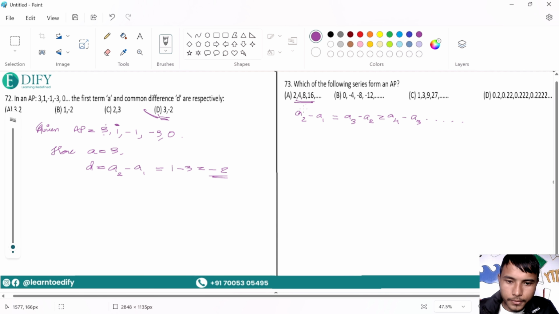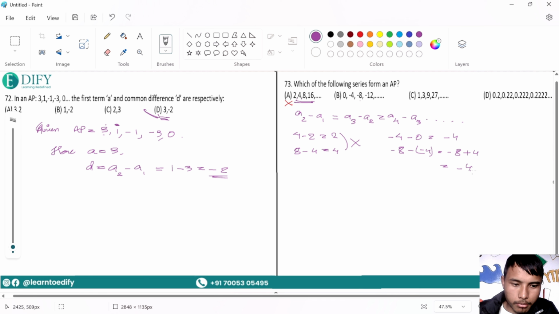So we check the first option: 4 minus 2 is 2. Next, 8 minus 4 is 4. They are not the same, so this is not an AP. Next option: the next term minus 4 minus 0, the answer is minus 4. Then the next term, minus 8 minus minus 4, which is minus 8 plus 4. So the answer is minus 4. They are the same.